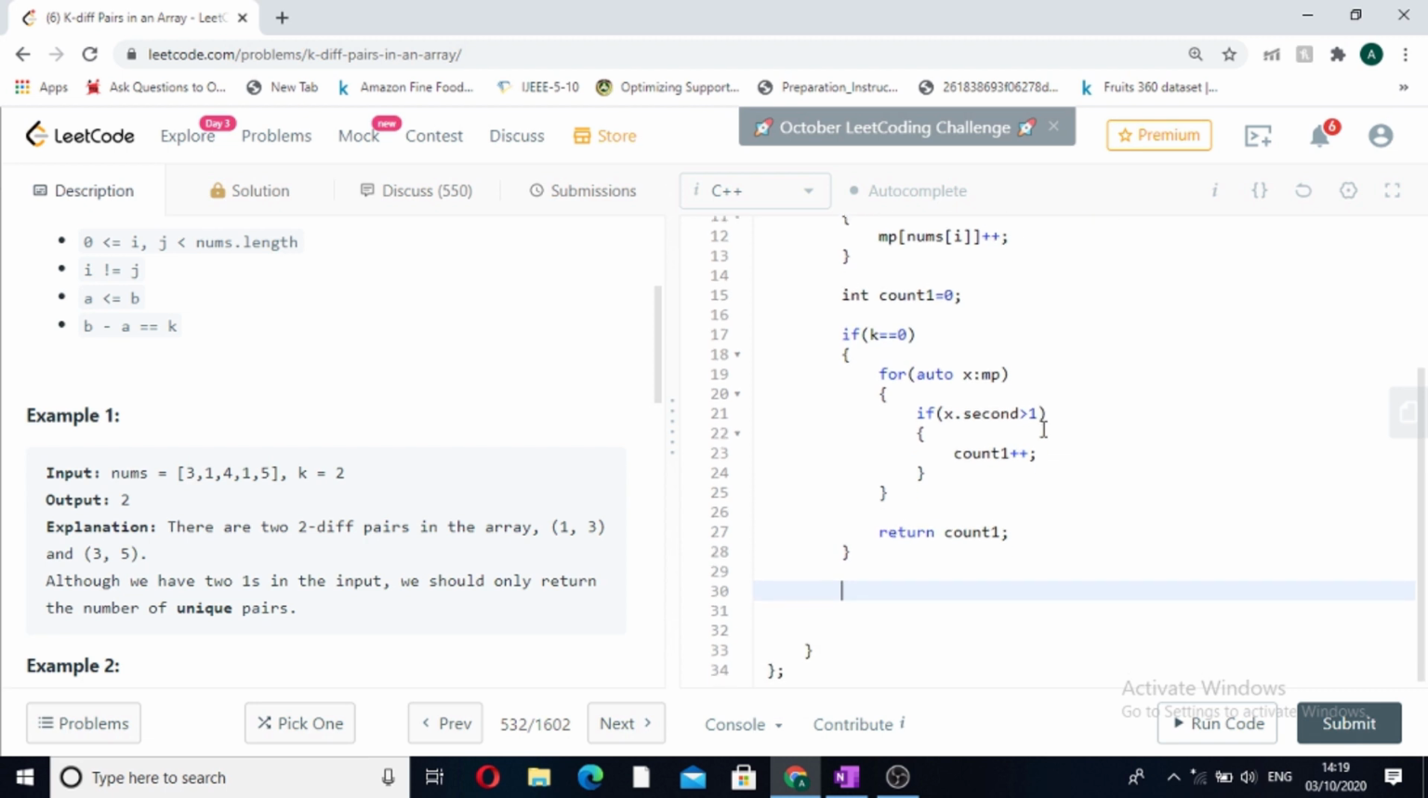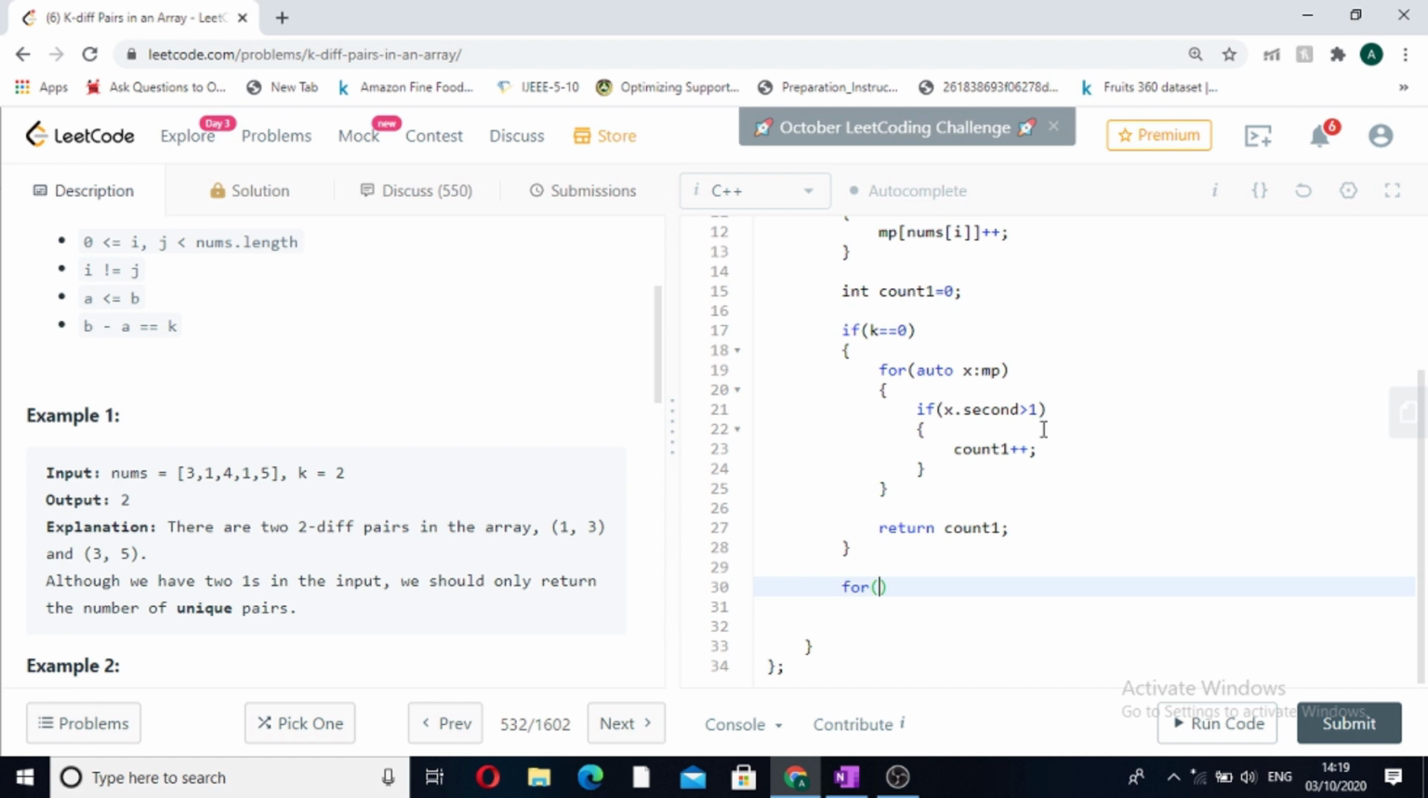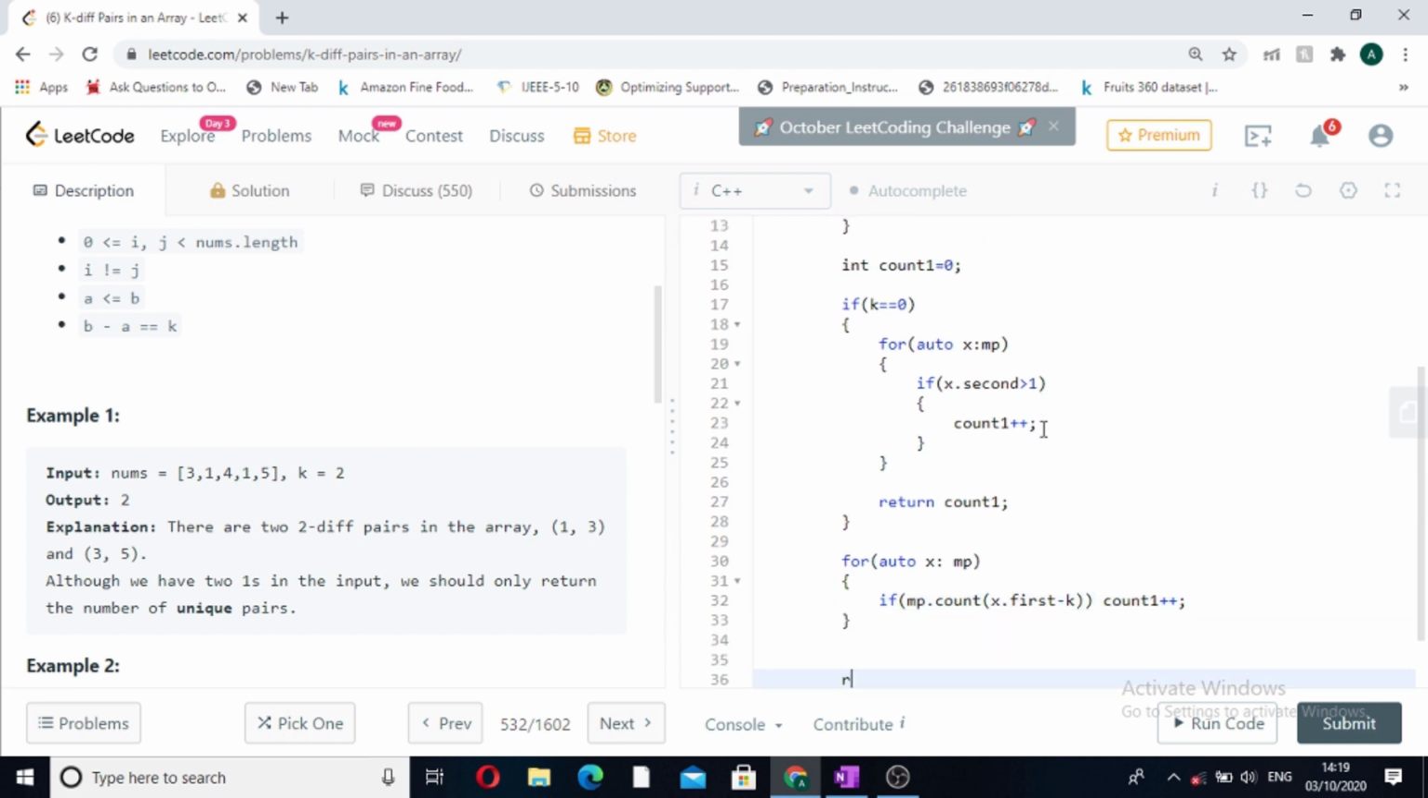Now what if our k is not equal to 0? So for k greater than 0, we will iterate over our hash map. Now we will check if mp.count of x.first, that is the key, minus k is present in the hash map or not. If it is present, we will increment our count, and in the end we will return our count1.